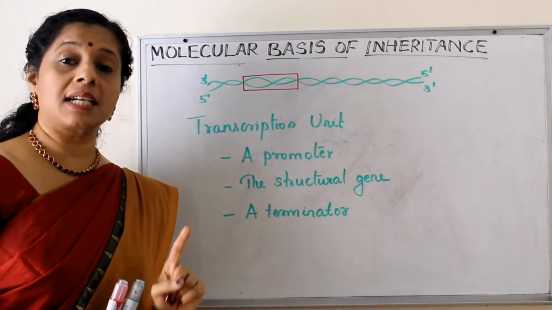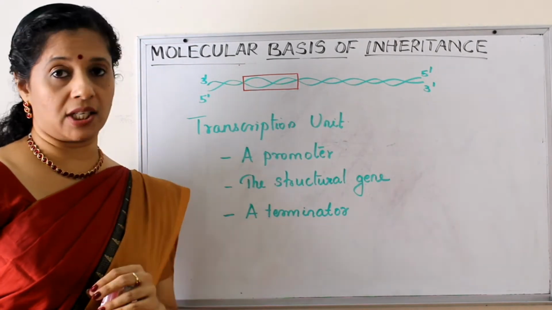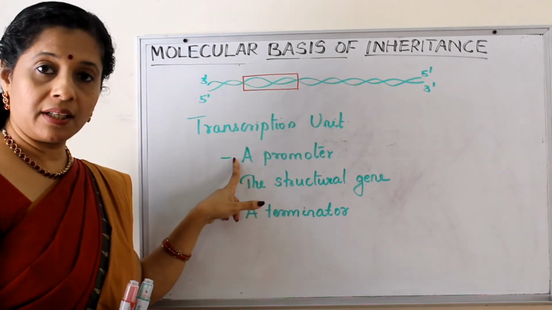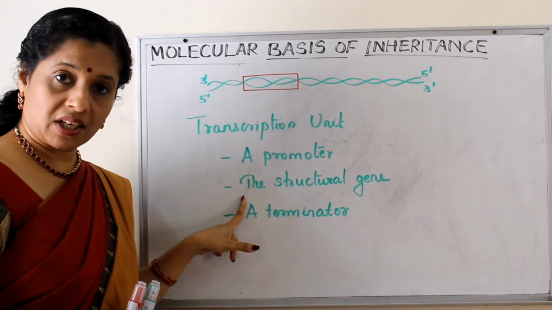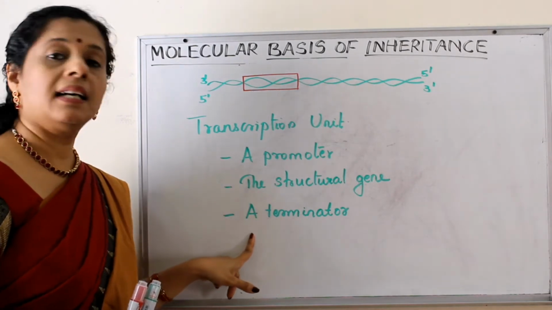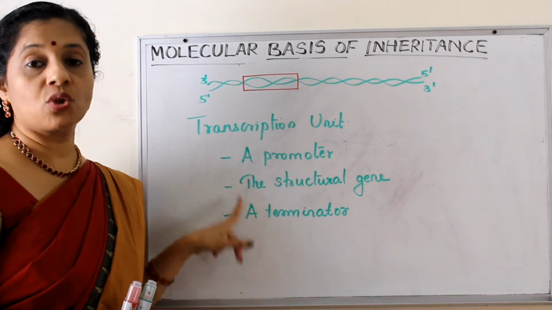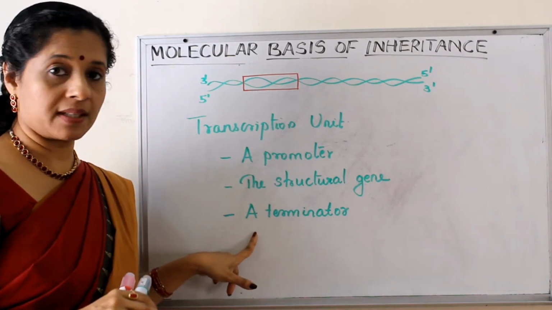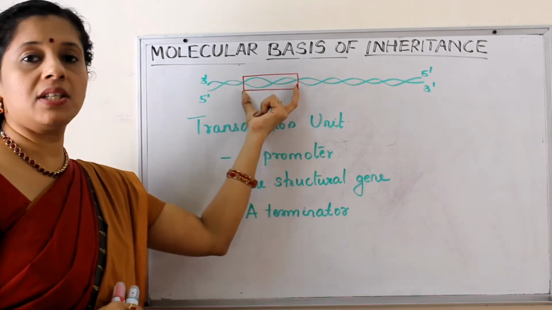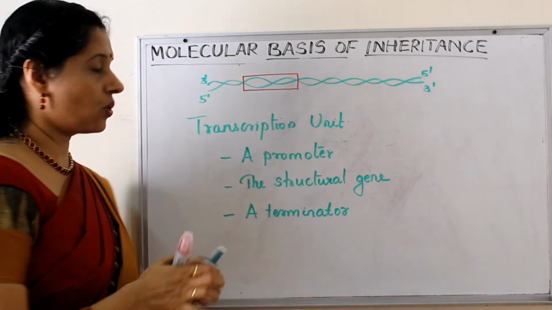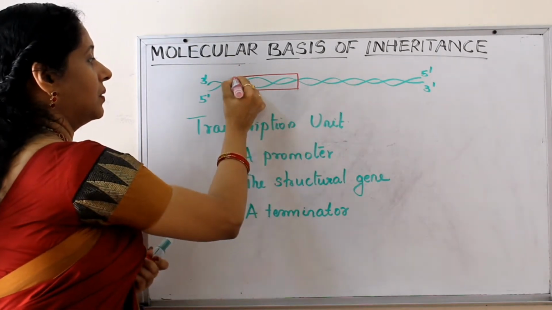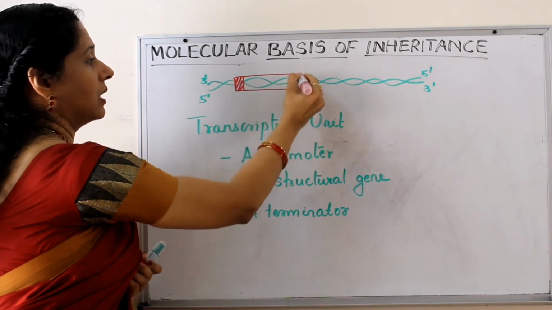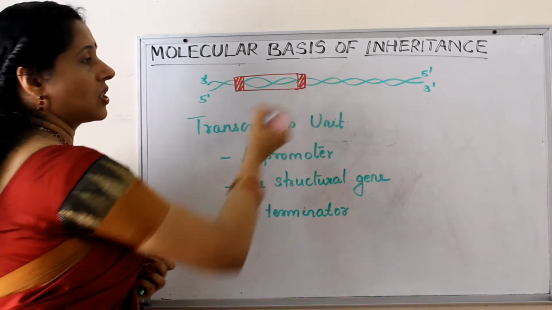A typical transcription unit has three regions: a promoter region, the structural gene and a terminator. The promoter is for beginning and the terminator is for ending the process, whereas only the structural gene is being copied. So if I add a few sequences here, this is the promoter, and here is the structural gene.